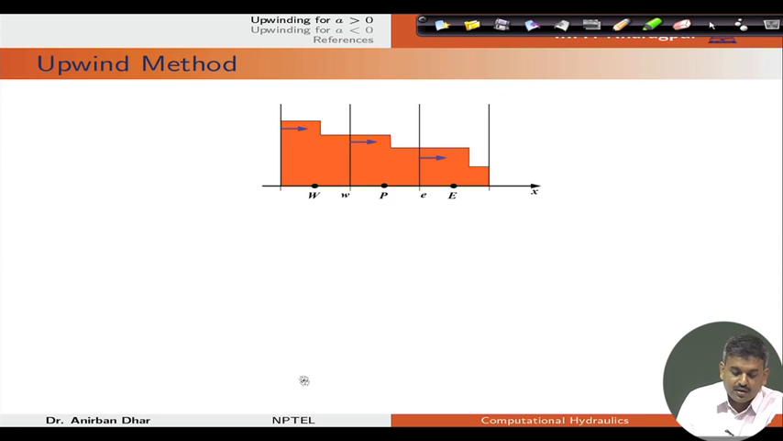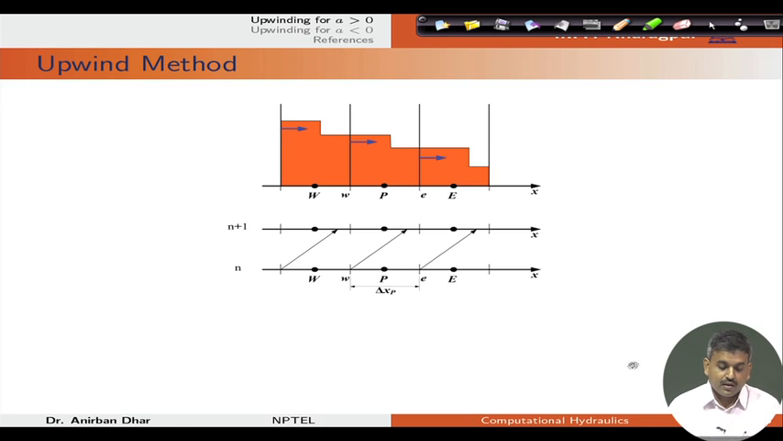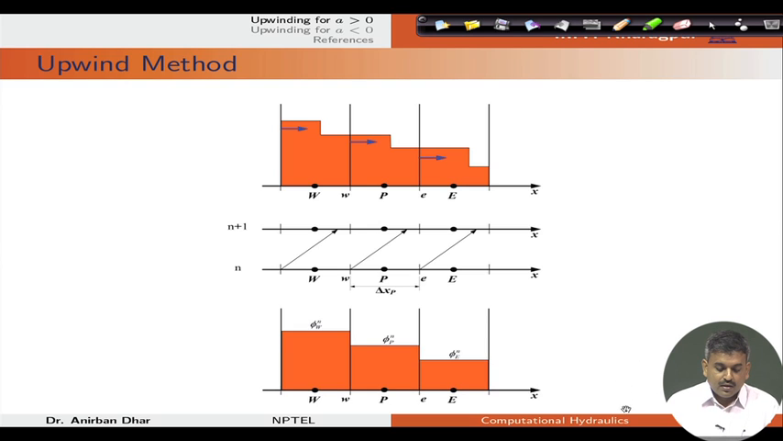Upwind method, let us say that we are considering the a greater than 0 condition. If I have P cell, W cell, E cell, we have different values. Now, information at the cell interface that is getting transferred to the next cell, and we are getting the average values.